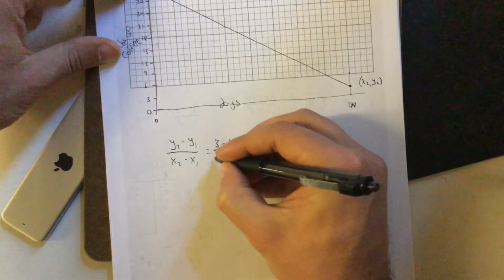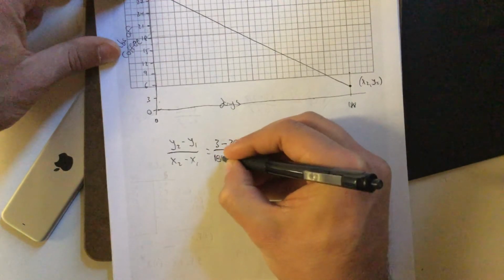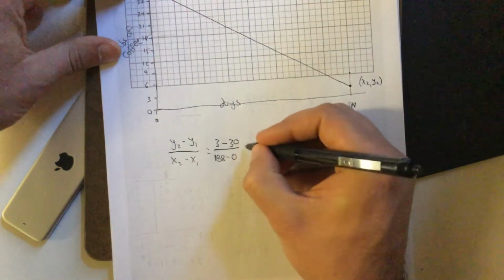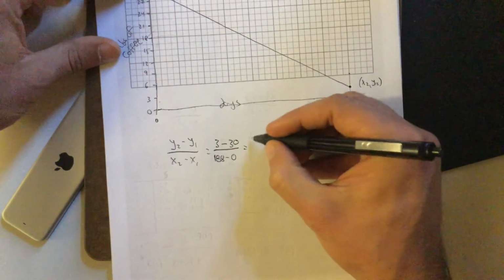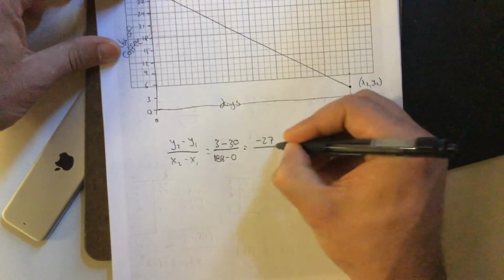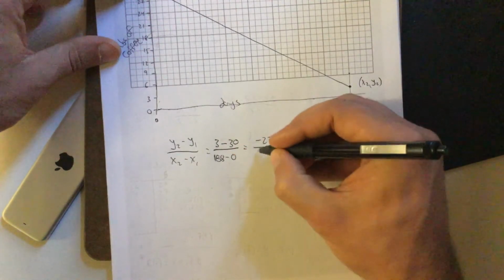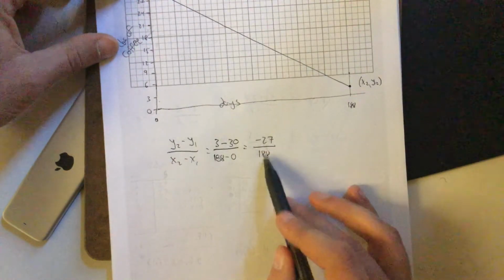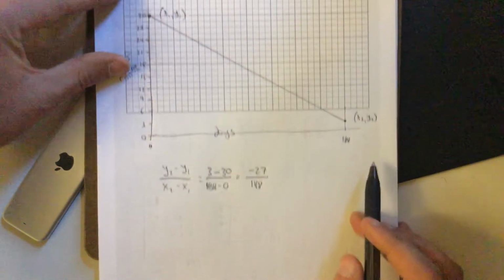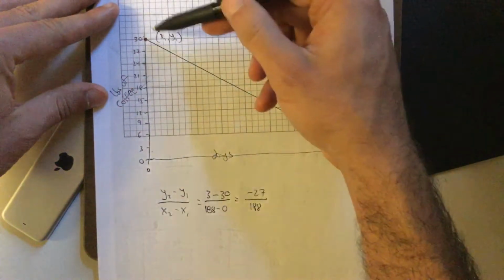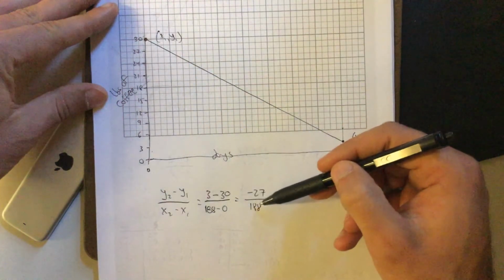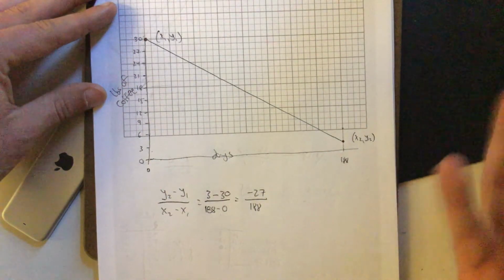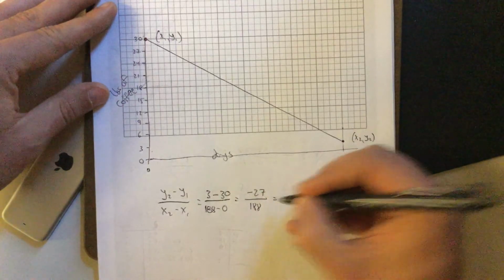x2 is 188 days minus x1, which is 0 days. So 3 minus 30 is negative 27, and 188 minus 0 is 188. And you can see right here already that we're going to have a negative fraction. And that is good, right? Because that means we're decreasing. That means the amount of coffee we have is going down and not going up. We're not banking coffee, we're spending coffee. And so that makes great sense.